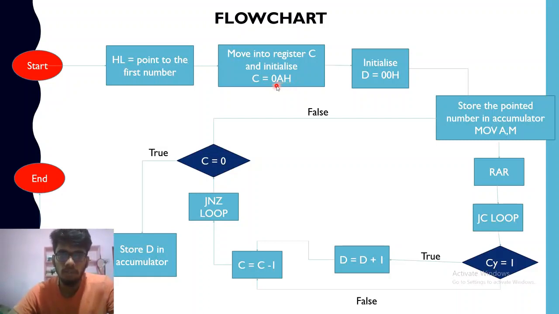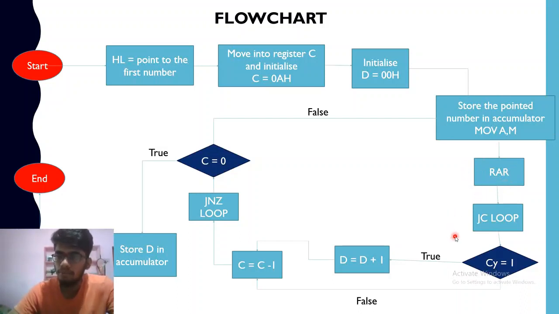0AH is basically in hexadecimal form. It is basically 10 in decimal form. Then moving next, we will initialize D, which will store our odd number count, to 0. Then moving forward, we will move our pointed number from the memory to the accumulator, so that we can rotate the stored element in our accumulator according to our approach.